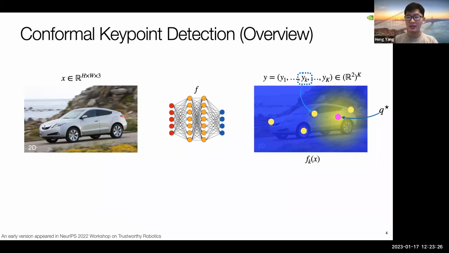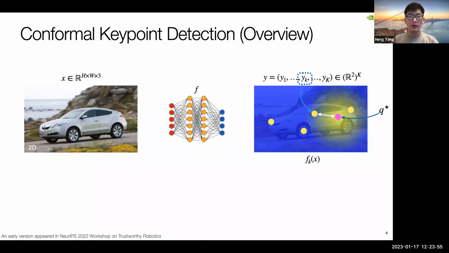So this Q star will be some estimated location of the ground truth key point, right? And the problematic part of these black box models, as I said before, is that this Q star can be arbitrarily far away from the ground truth key point Y_k. When the distance between Q star and Y_k is large enough, we sometimes call it an outlier. So that's the usual practice in detecting semantic key points.